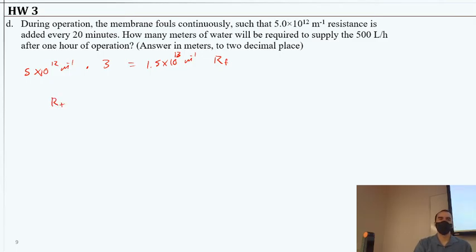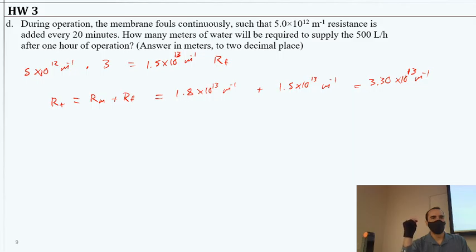In the last problem, or in the earlier part of the problem, we just were given a membrane resistance and that was it. So that was our total. But in truth, the R total is going to be the resistance from the membrane plus the resistance from the fouling plus any other, we don't have any other information, cake layer or whatever. And so really what we're just going to do is take 1.8 times 10 to the 13th plus this 1.5 times 10 to the 13th. And that's going to give us 3.3 times 10 to the 13th per meter.